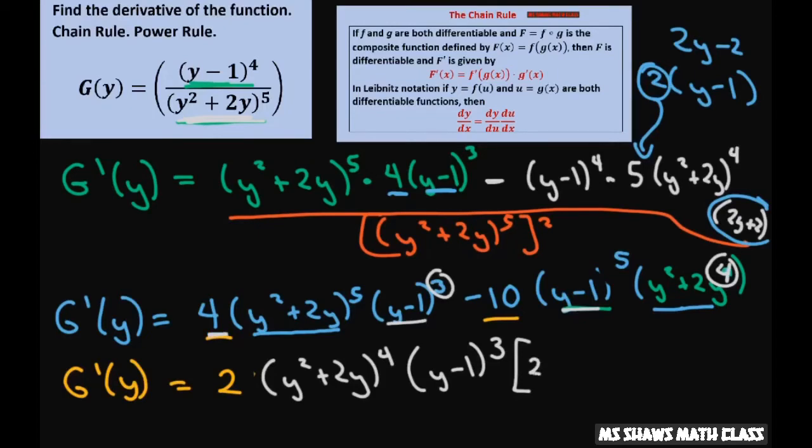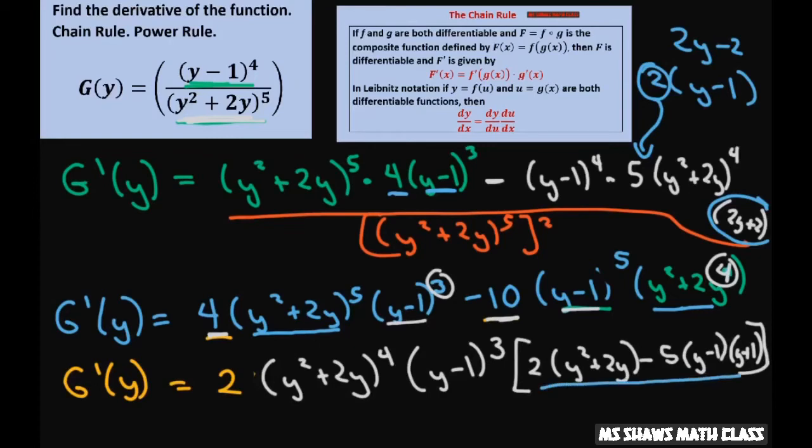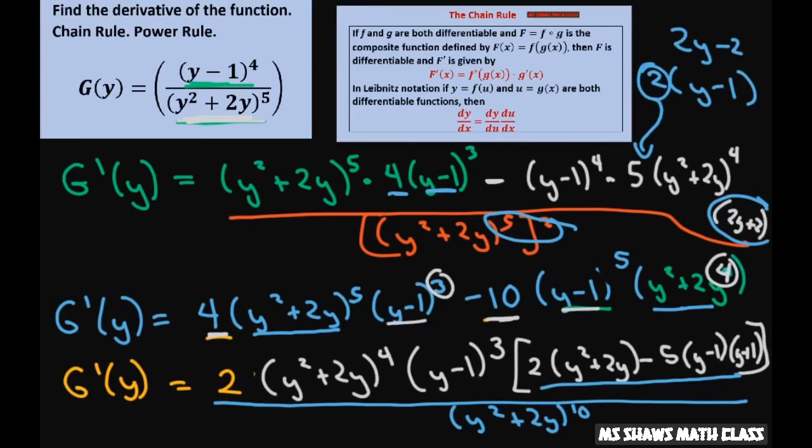So we have a 2 still. We still need a y squared plus 2y. And then we have minus, so you divide that by 2, you get 5. And then you have (y minus 1) times (y plus 1). All right. Now, all we have to do is clean this little bit up. And all this is over (y squared plus 2y) to the 10th. I just multiplied those. And notice that these two are the same. So if I reduce that, I can cancel this out.